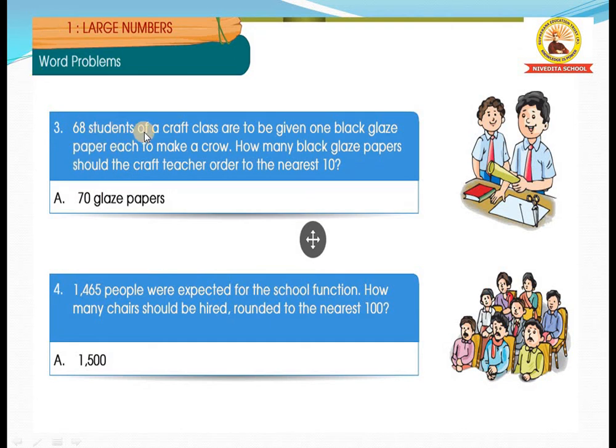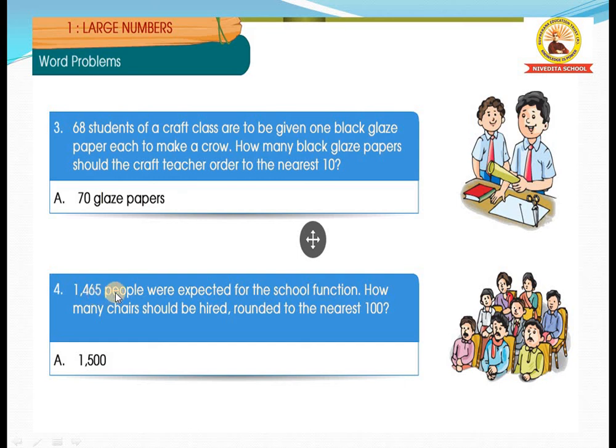Next, 68 students of the craft class are to be given one black glaze paper each to make a crow. How many black glaze papers should the craft teacher order to the nearest 10? See here, 68. Is it nearest to 60 or 70? Yes, it is nearest to 70. So 70 glaze papers.